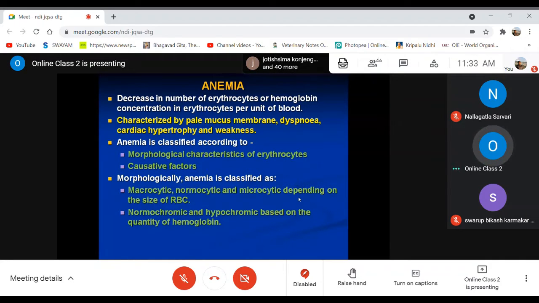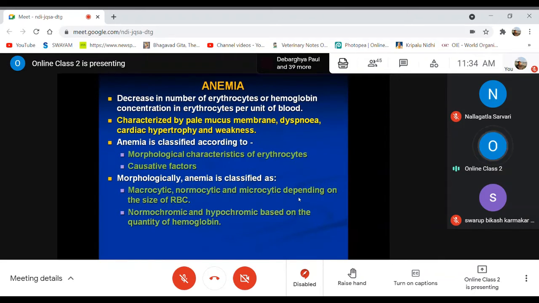Anemia is nothing but a decrease in the number of RBCs or erythrocytes, or in the hemoglobin concentration inside erythrocytes, per unit of blood. For example, in 1 ml of blood, if you count the RBCs, the total number is much less. Along with that, the hemoglobin concentration is also less. There is a reduction in these cells, RBCs. So this condition is known as anemia.